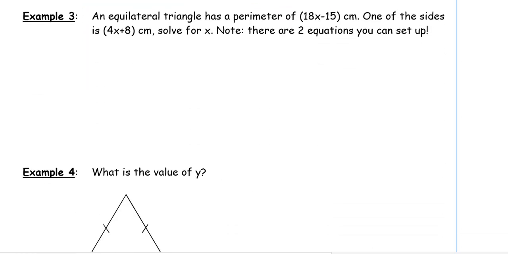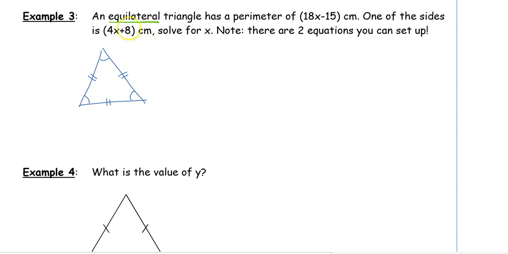Next one. As we read through, it is important to maybe underline or highlight the different vocab words so we can concentrate on what we're doing. This time we have an equilateral triangle. So I think about what does equilateral mean? An equilateral triangle, what I know is that all three sides are congruent, and I know that all three angles are congruent.